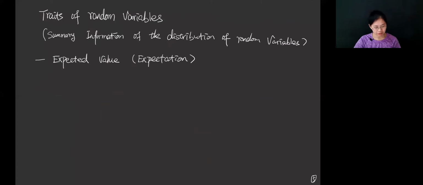Sometimes the distribution of the random variable is quite complicated to look at. For example, if the random variable takes many values, then it's useful to have some summary information about the distribution. This kind of summary information is called the traits of random variables. We will study two traits of random variables. The first one is the expected value, also called the expectation of the random variable.